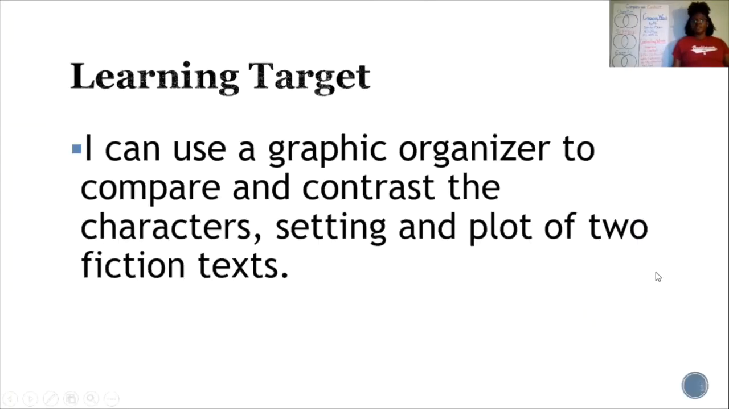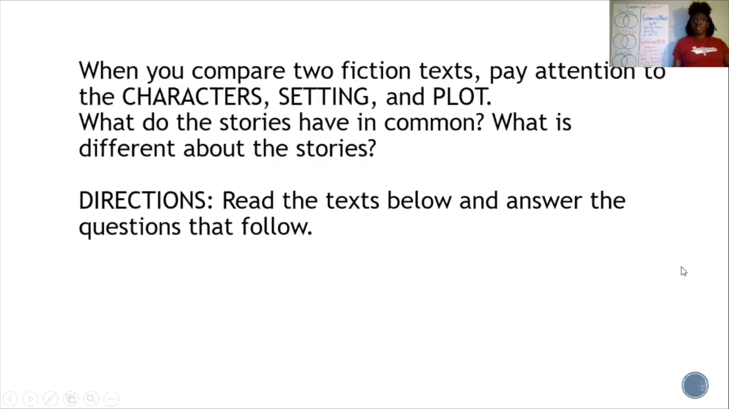All right. So we're going to begin with our learning target. Let's read it together. It says, I can use a graphic organizer to compare and contrast the characters, setting, and plot of two fiction texts. So this actually tells us everything that we're going to be doing today. You're going to use a graphic organizer. You will compare and contrast two fiction texts, looking at the characters, the setting, and plot.